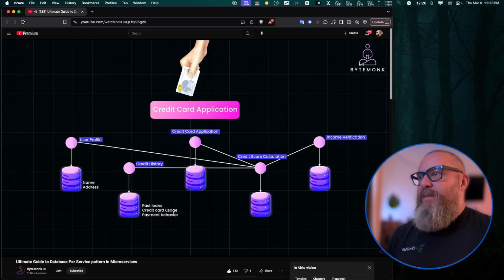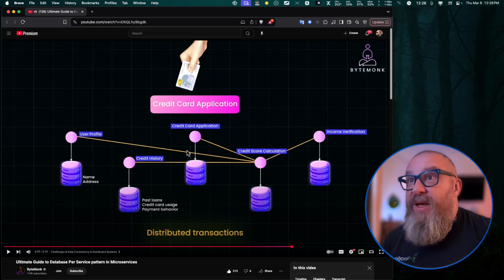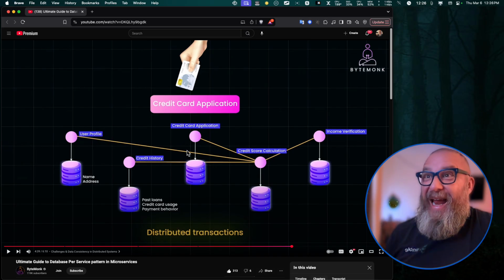While the database per service pattern offers numerous benefits, it also introduces challenges. Distributed transactions become complex since each service has its own database. Right, but what's the alternative? Is there an alternative to doing it this way? Yeah, we have a mythical computer that has instantaneous compute power.